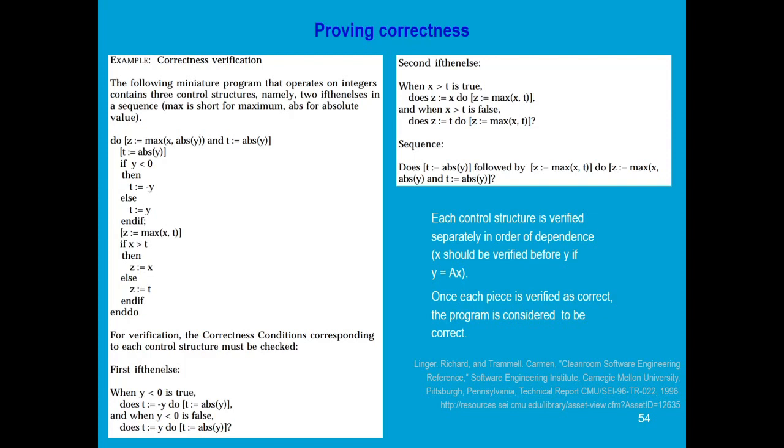Here's an example of proving a program's correctness. So what we have is a function that's trying to determine the maximum of a number and an absolute value of another number. And the way we check this is we break it apart and verify each control structure separately in order of dependence. So for example, x should be verified before y if y is some function of x. And then once each piece is verified as correct, the program is then considered to be correct.